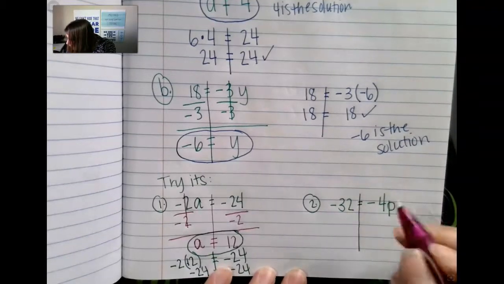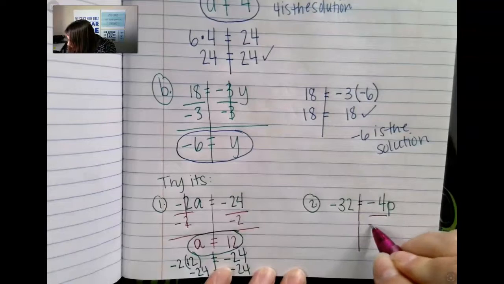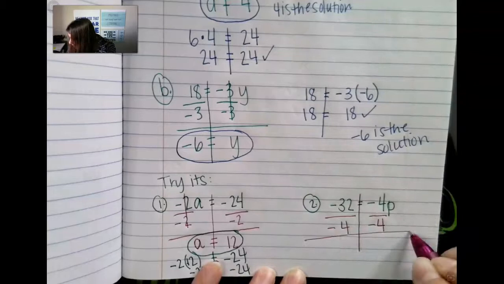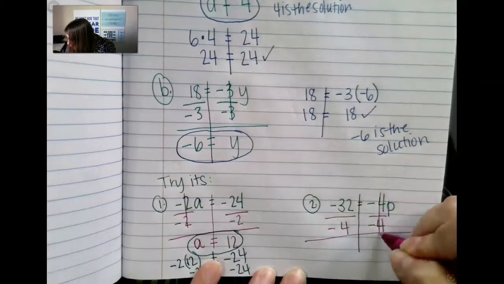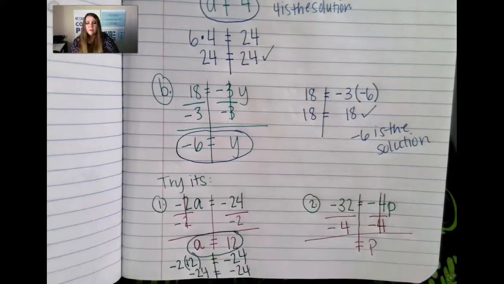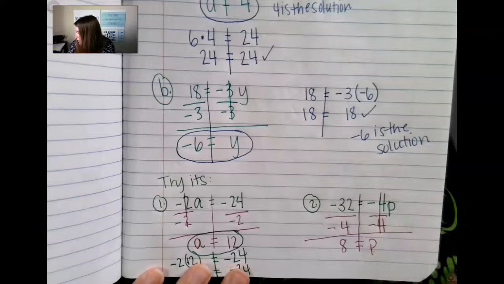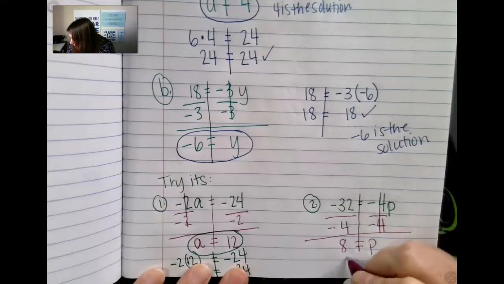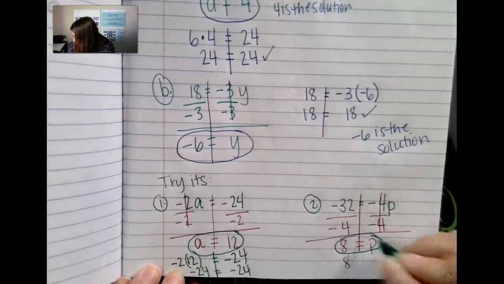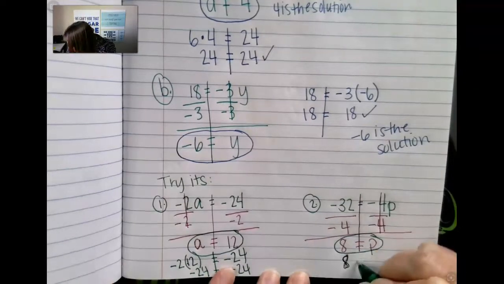All right, so I am going to divide by -4 and divide by -4 over here. And that gives me one letter P. And I know that 32 divided by 4 is 8. And a negative divided by a negative is a positive. So P equals 8. Let's plug it in and see if I did it correctly. So is this my solution? We're going to check it right now. I want it to equal 8.